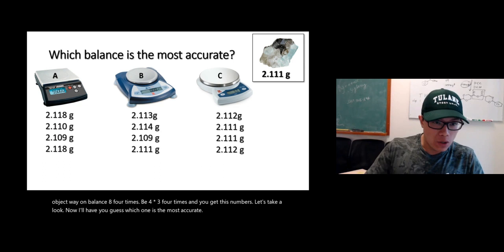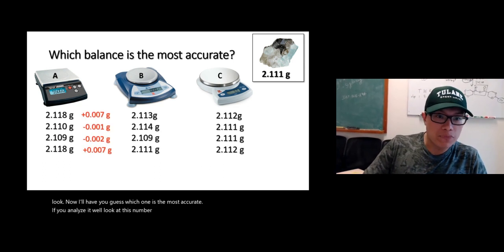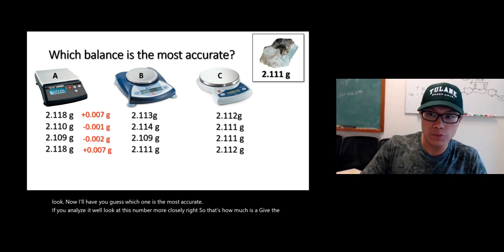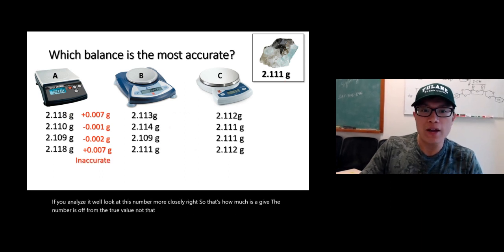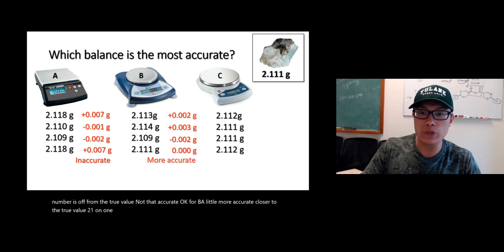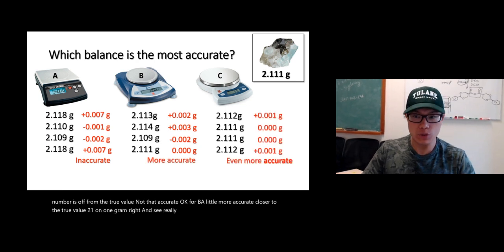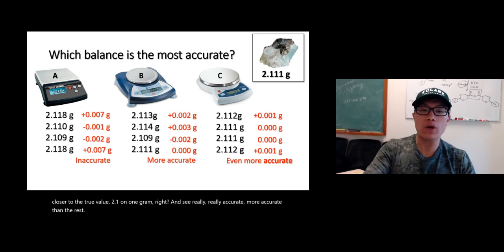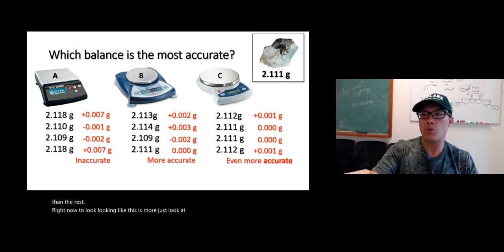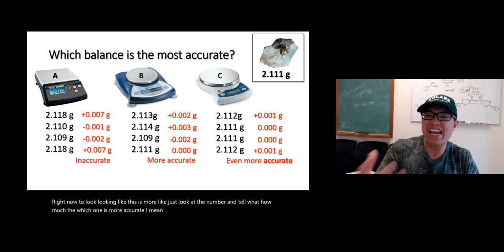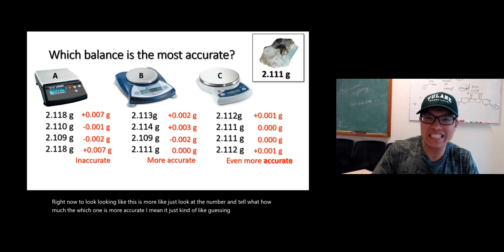Well, if you analyze it, look at these numbers more closely. For A, the numbers are off from the true value. Not that accurate. For B, a little more accurate, closer to the true value, 2.111 gram. In C, really, really accurate, more accurate than the rest. Now, looking like this, you just look at the numbers and tell which one is more accurate. I mean, it's just kind of like guessing. Can we make it a little bit more quantitative?